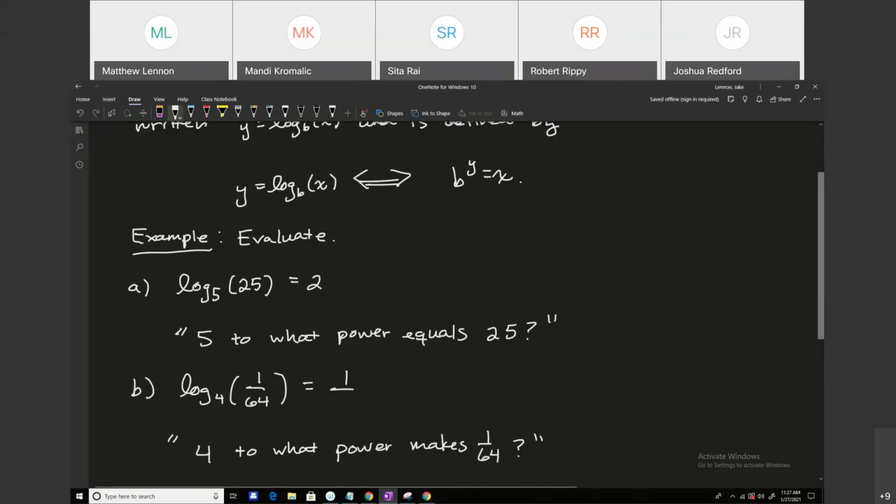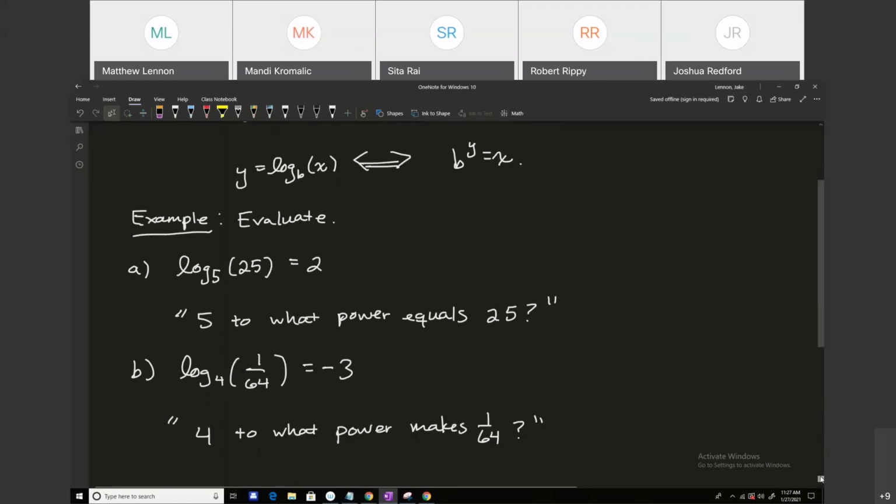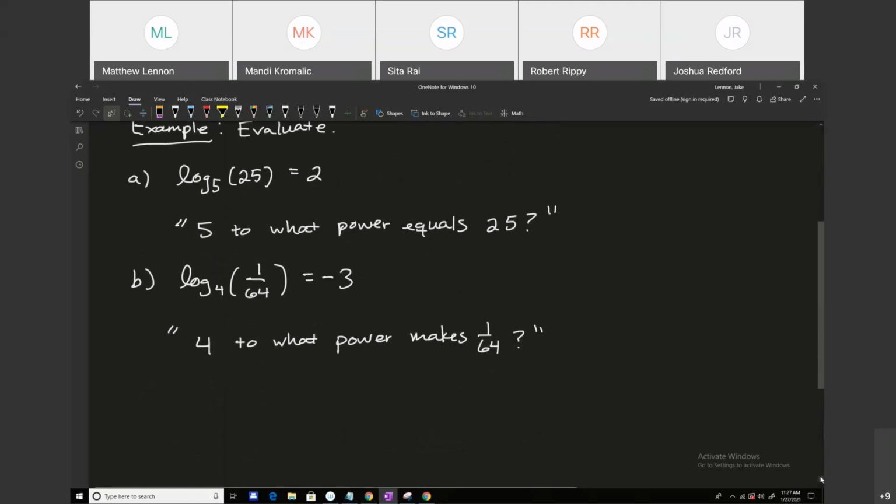So this answer would be negative 3. So this would be negative 3, right? That's because 4 to the negative third equals 1 over 64. So that would answer that question. Again, basically, if you're able to evaluate the logarithms, you're able to relate the base to the input via some sort of exponent.